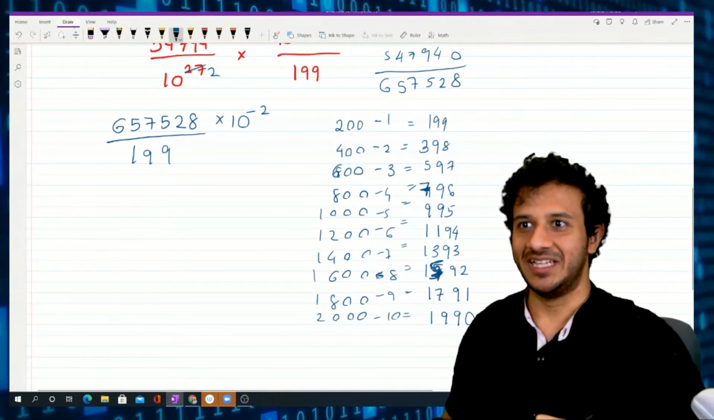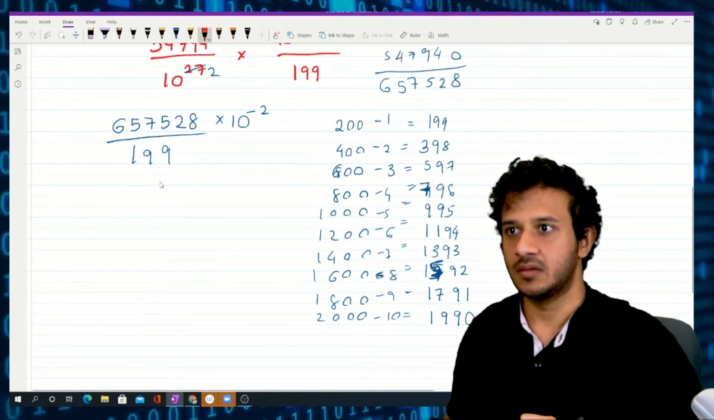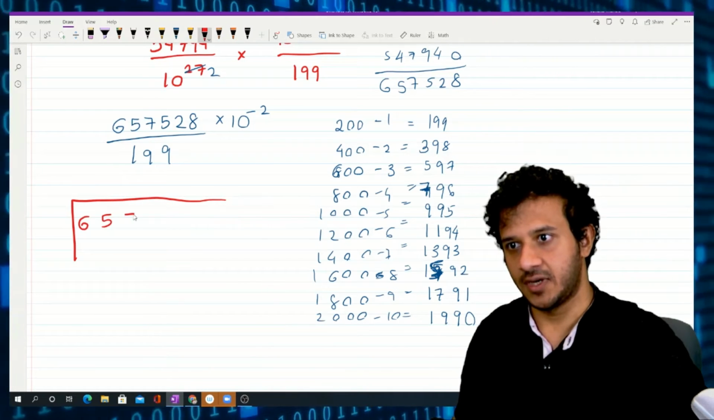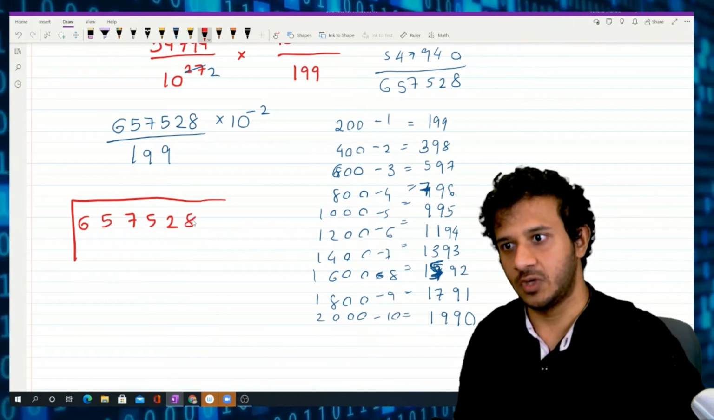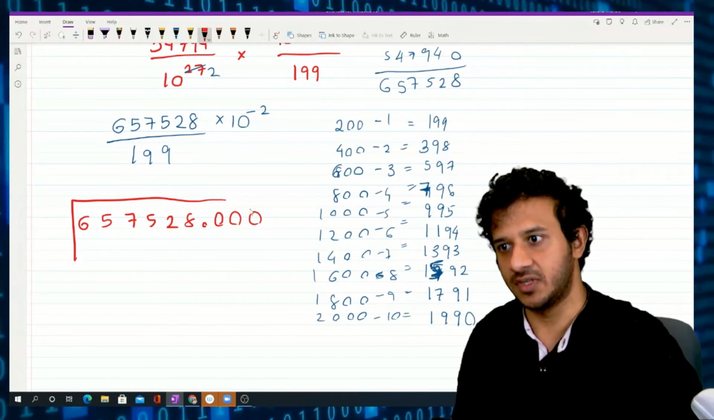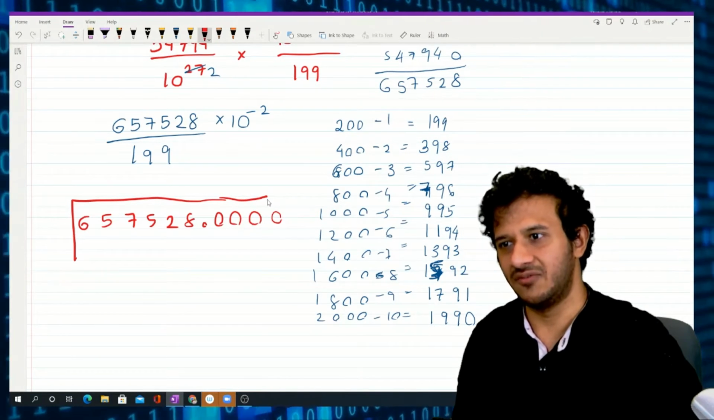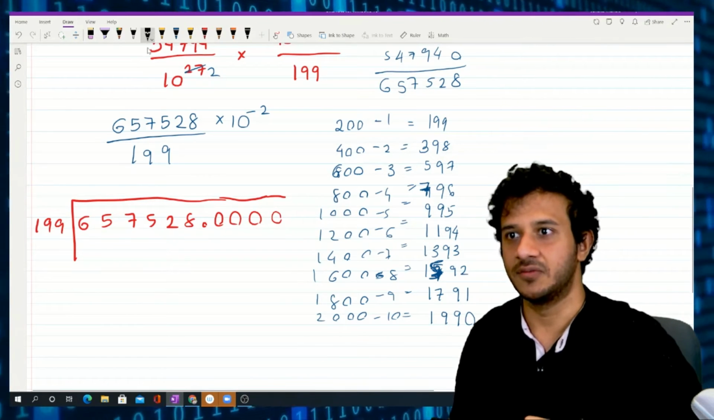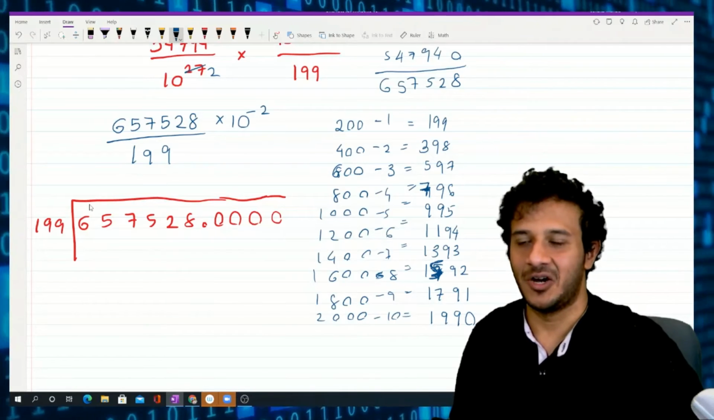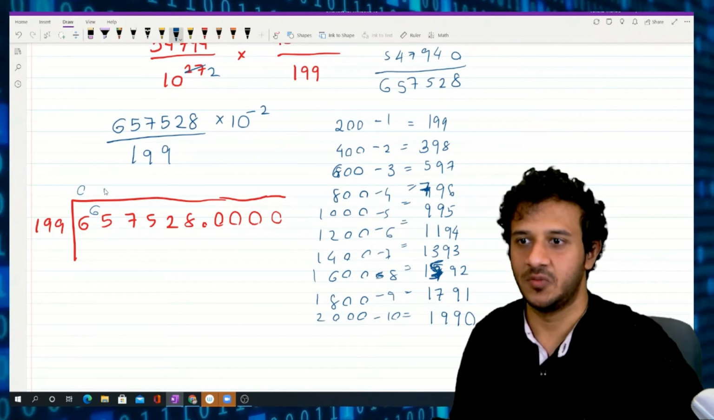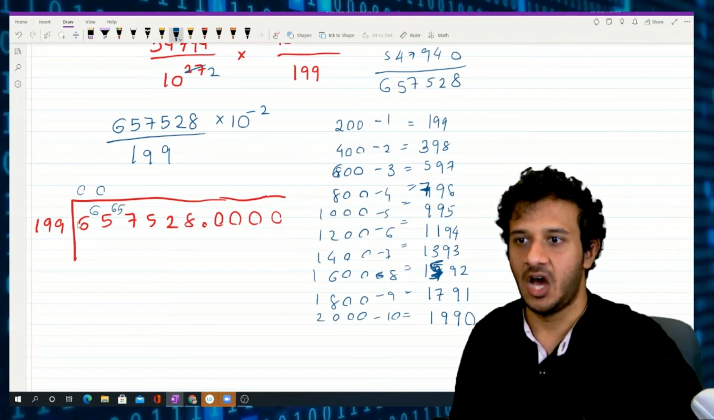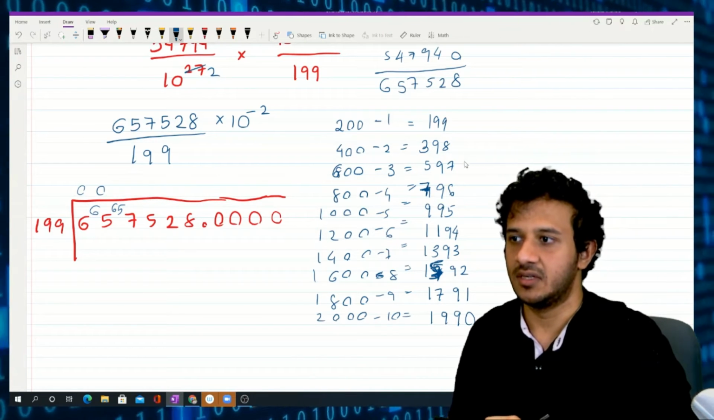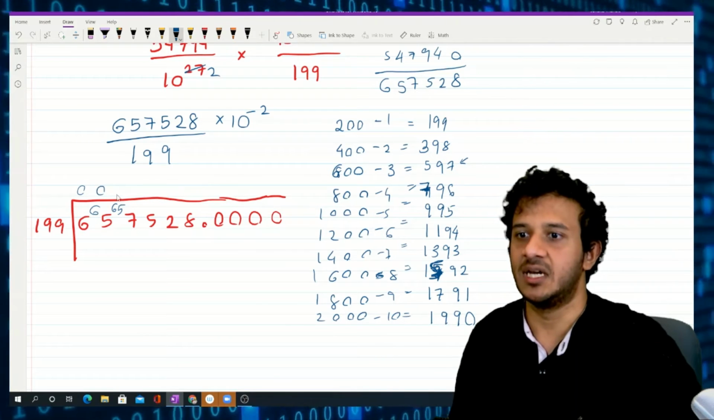That's going to be a little bit of work, isn't it? So we are going to write down the numbers 657528, and a point and some zeros for fun. I'm not going to go more than 4 zeros, it would be a nightmare if I go so far. So how many 199s can go into 657, which is the third number?